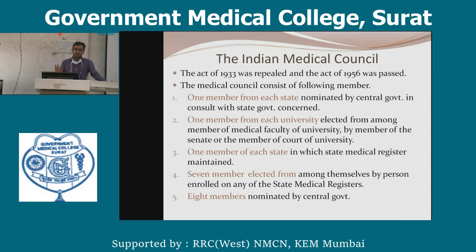So these are the members of the Indian Medical Council: one member from each state, one member from each university, one member from each state medical council, and the person who maintains the state medical register; we have to take one person from that also. 7 members are elected from among themselves by the persons enrolled on the state medical register, and 8 members will be nominated by the central government.